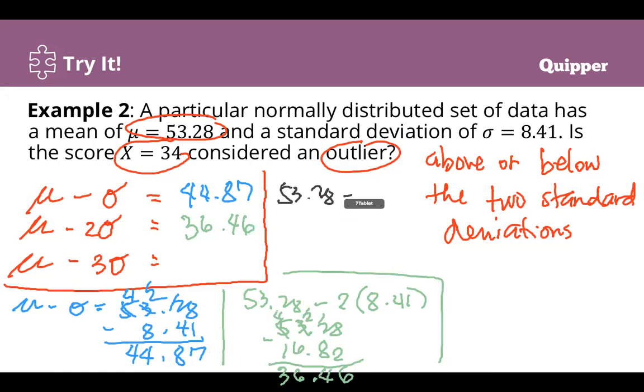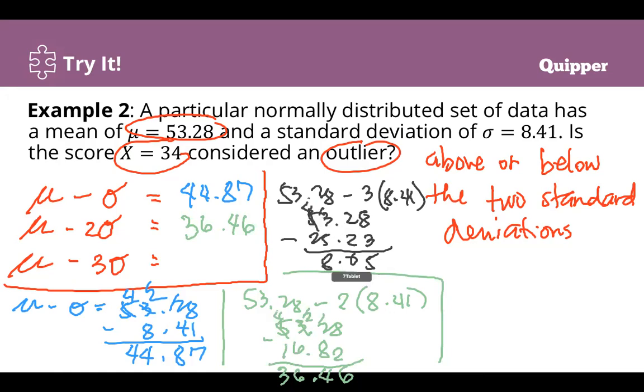Okay. And then the last one, 53.28 minus 3 times 8.41. 3 times 8.41 is 25.23. So we have 28.05.